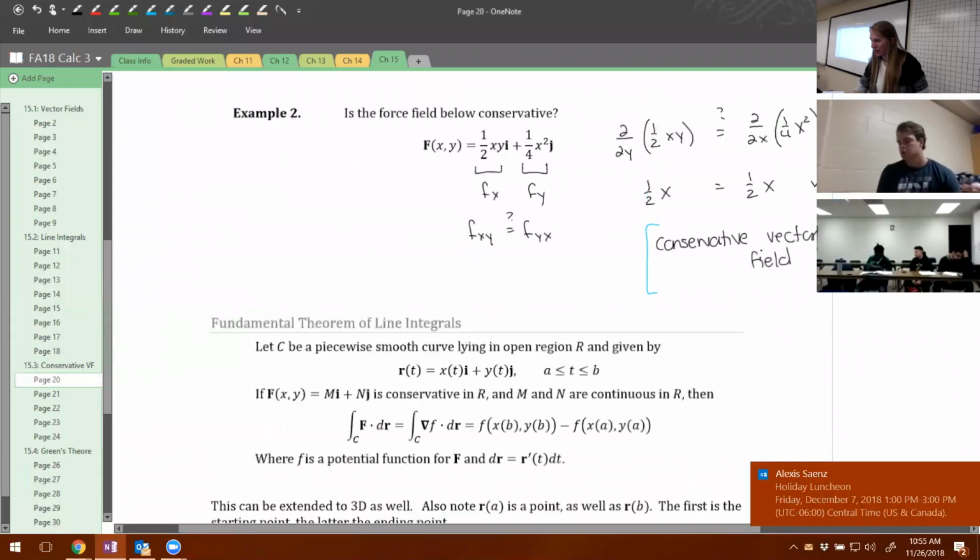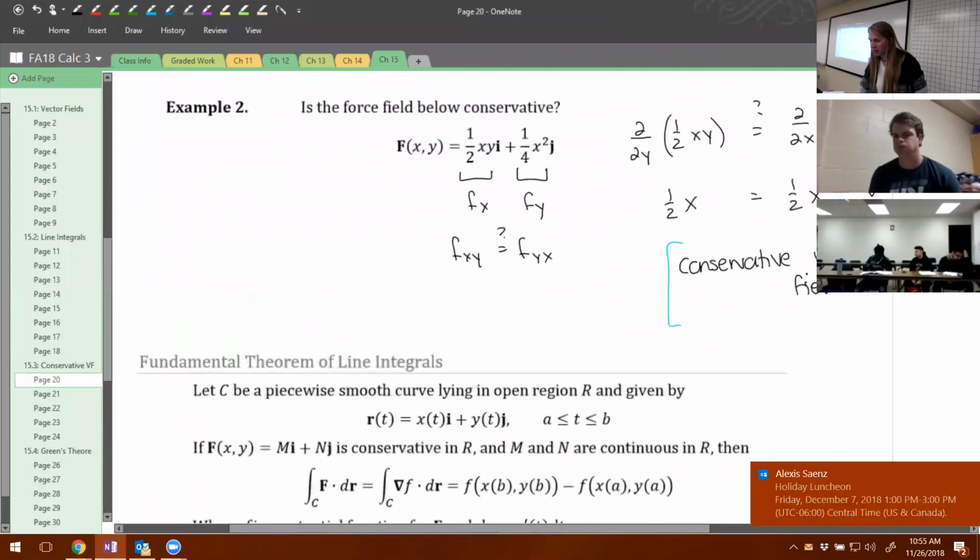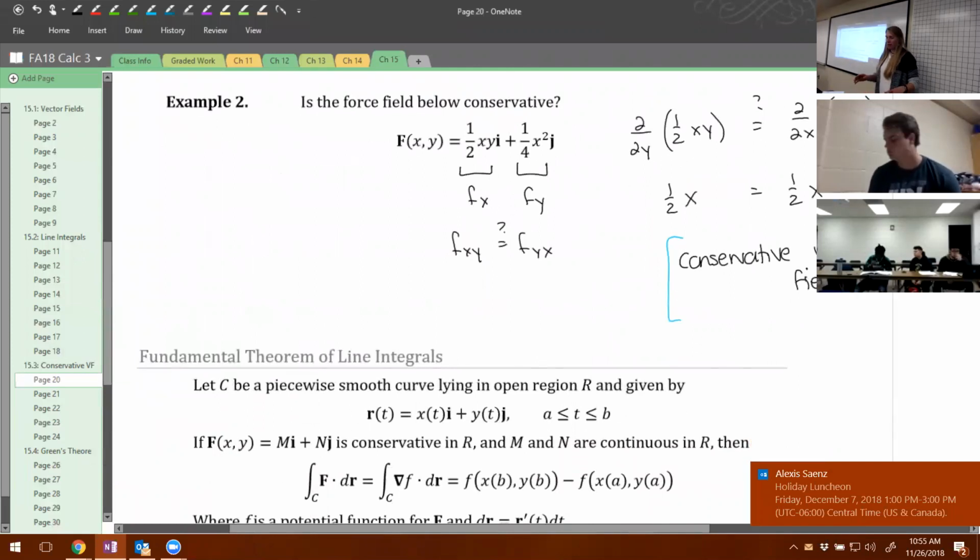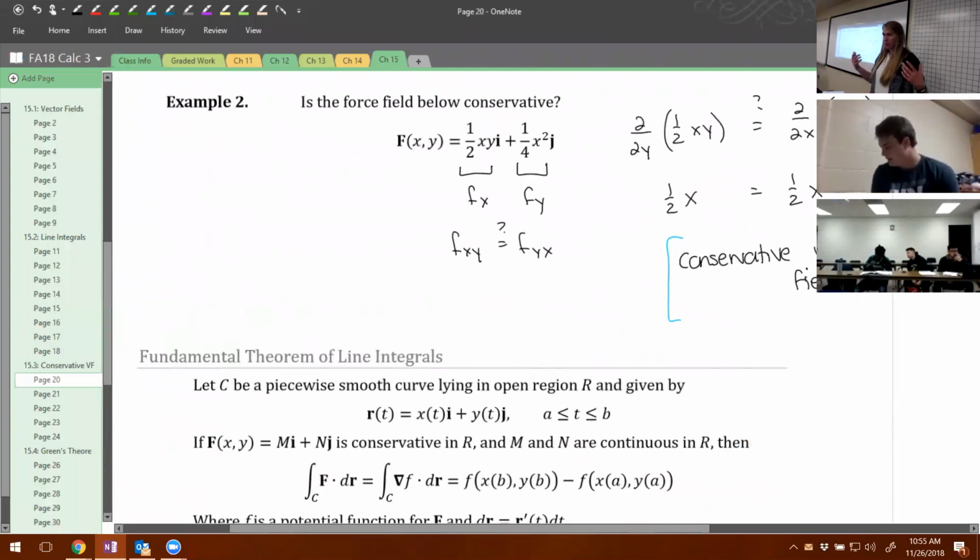What we ended with then is right here at example 2 on page 20. This vector field is a conservative vector field. We went through and checked, kind of like Russell was asking about in the homework, if we think about 1/2 xy being a partial with respect to x and 1/4 x squared being a partial with respect to y, we can use that to make sure this is conservative, which indeed it was, and that's why the path didn't really matter.